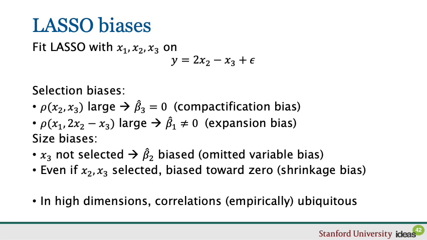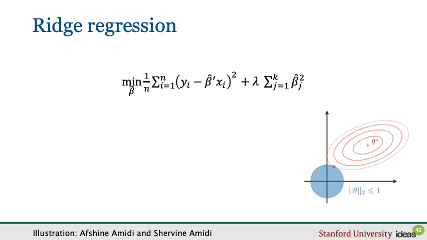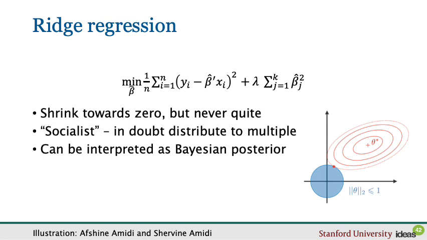Now, ridge may be slightly better behaved because it doesn't exclude things, but ridge can also have biases. So let's recall what ridge does. Ridge is socialist in nature. It tends to smooth out the coefficients because it penalizes very high coefficients by penalizing the sum of squares of those coefficients.